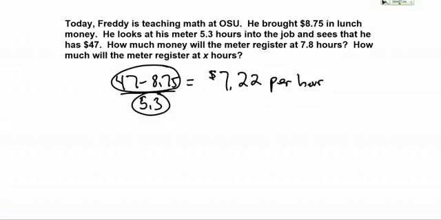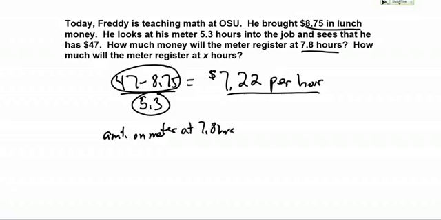So how are we going to use that here? Well, what we know is that his money comes in two parts. One is his lunch money, and one is from his earning $7.22 per hour. The question asks how much the meter will register at 7.8 hours. The amount on the meter at 7.8 hours, once again, we can call that y if we'd like.